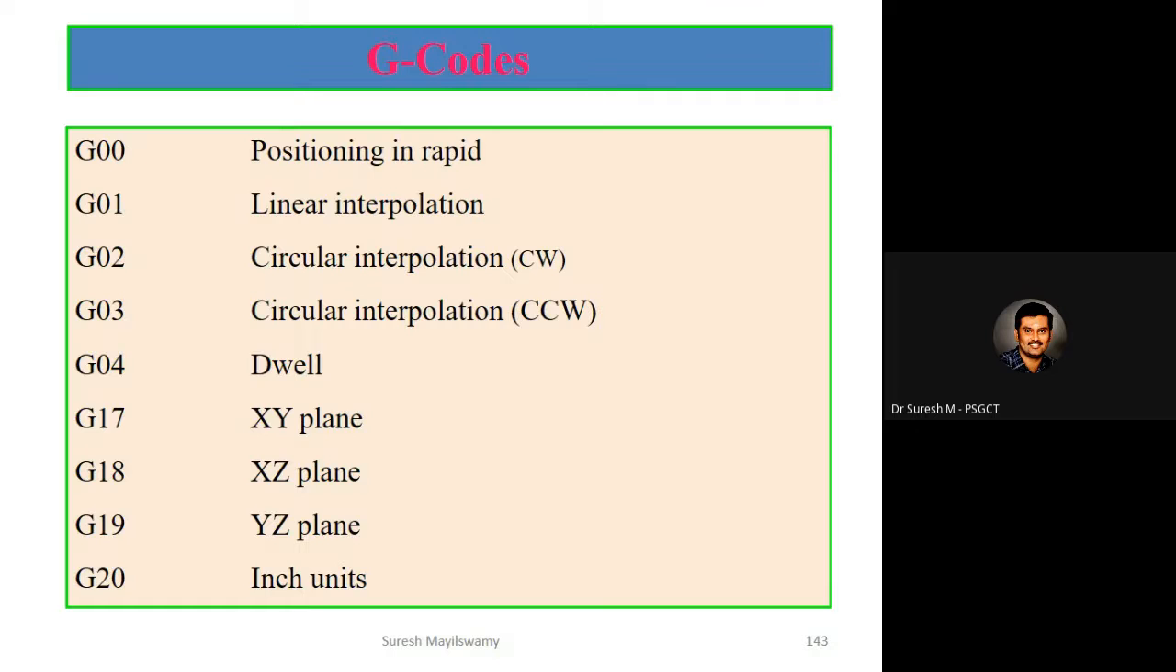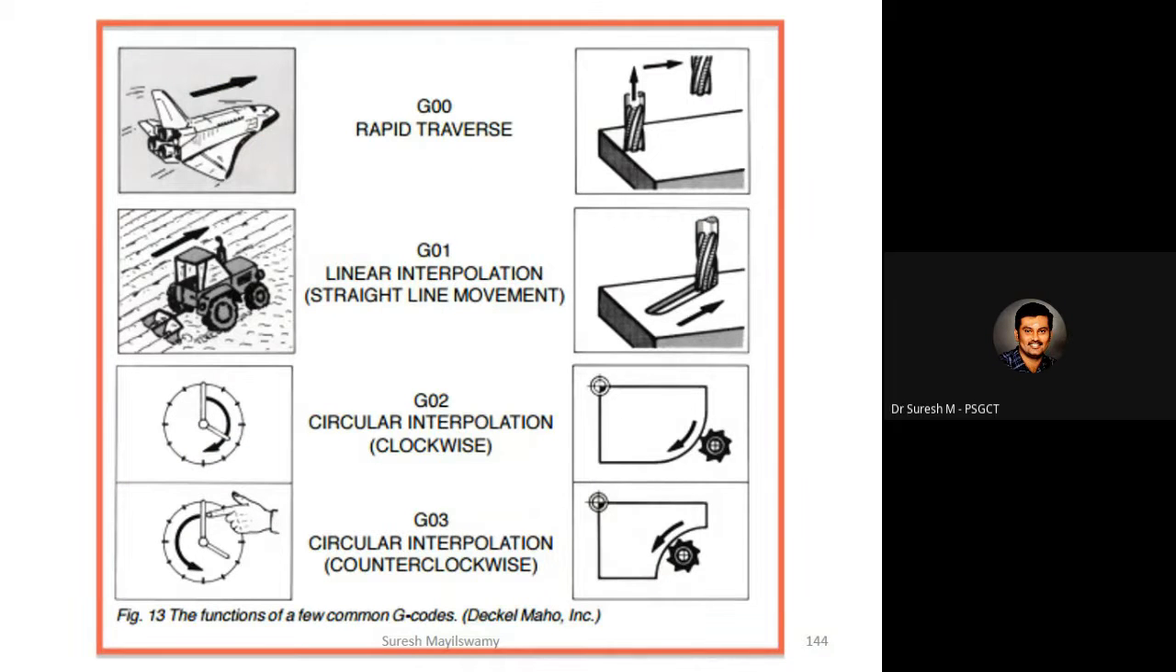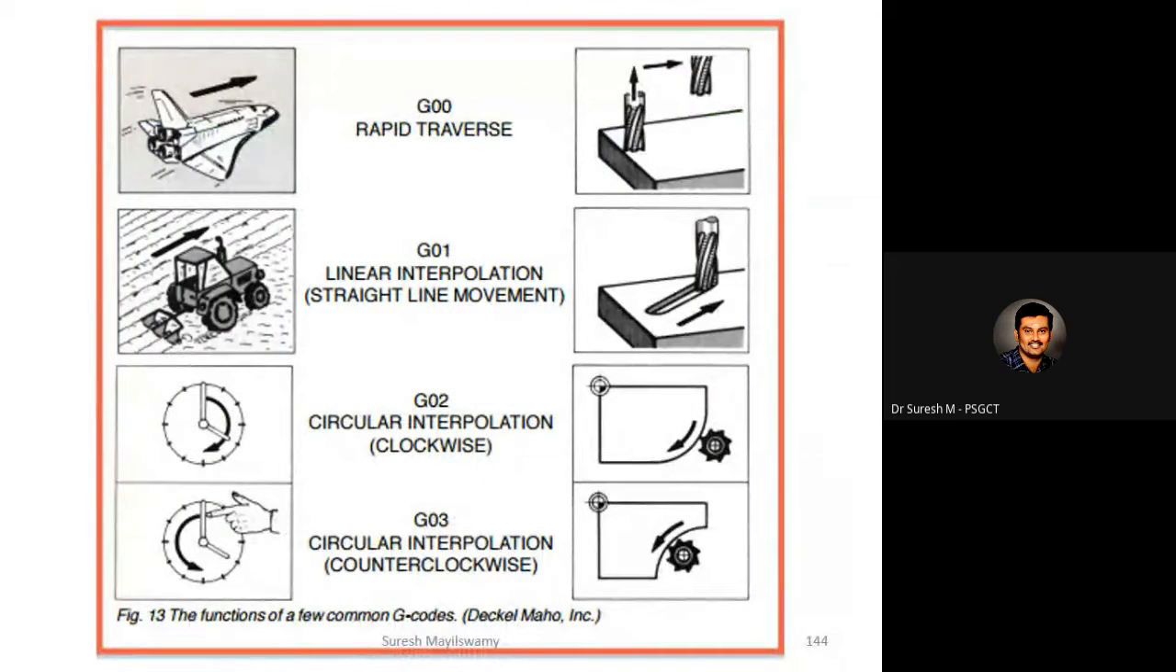Dwell, normally mechanical engineers are well known about the dwell period in a CAM profile. In the same way, here also it is a waiting time. In a CAM profile, the follower is waiting in a particular manner. Here, the program will wait without any operations. For that kind of time delay, we can use G04. 17, 18 and 19 are the XY, XZ and YZ plane selections. G21 is inch input and G22 is metric data input.